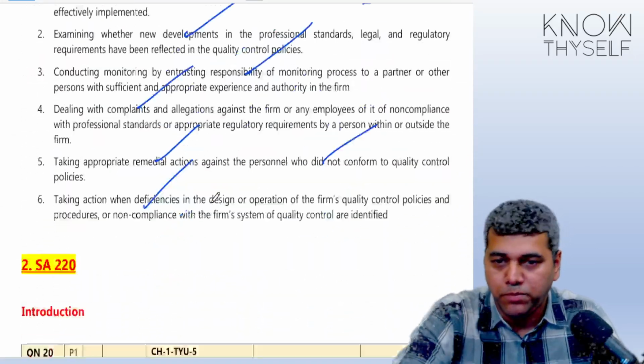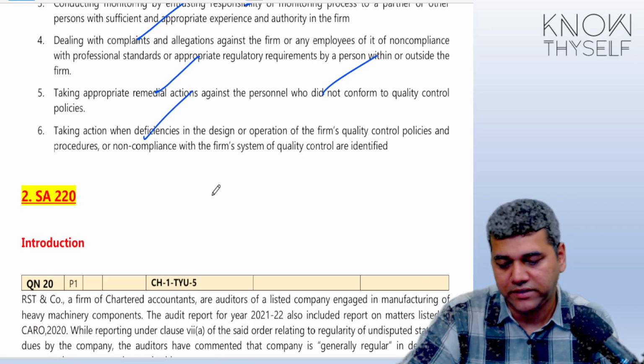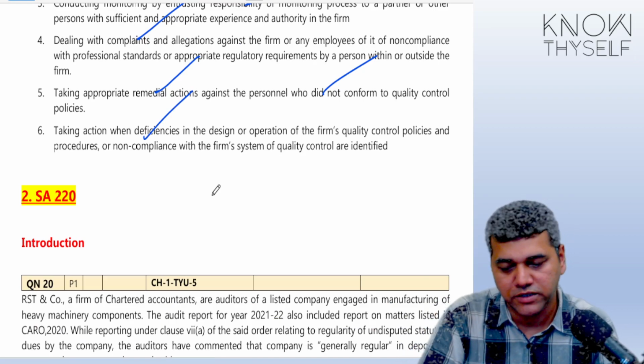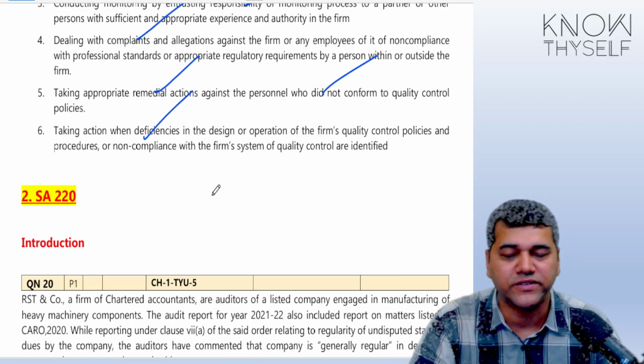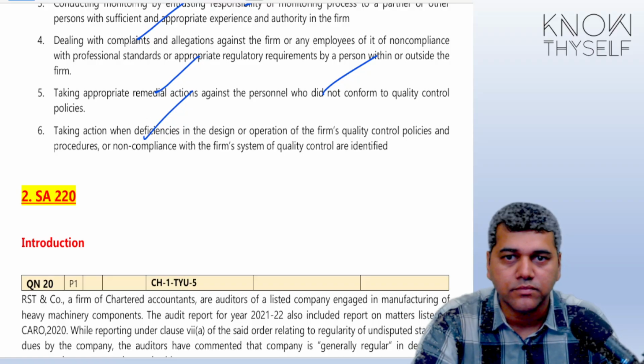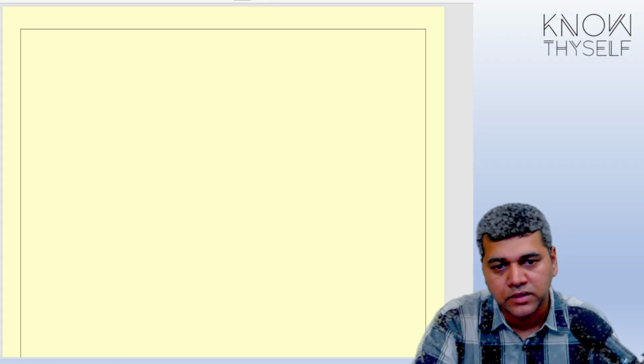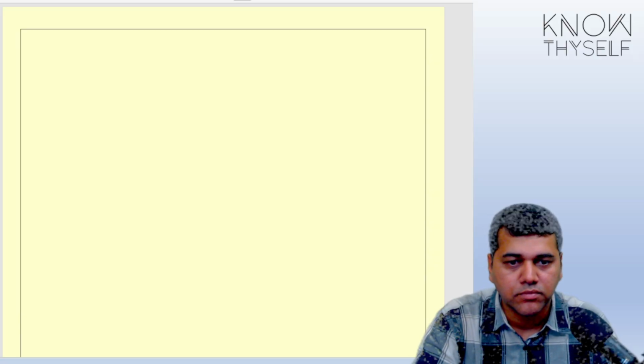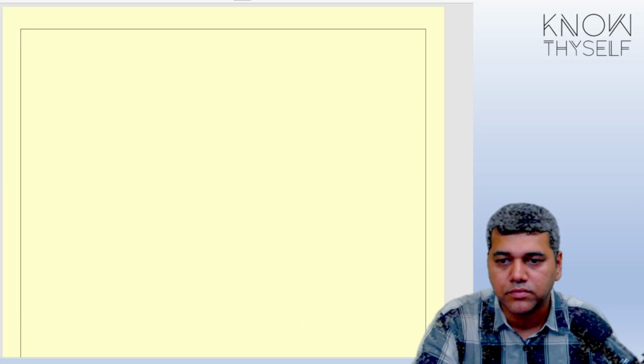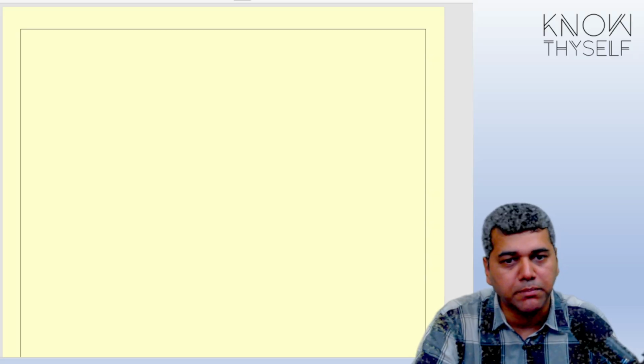Okay, students, I hope you have understood properly about SQC. So shall we start making one concept notes, mind map? Please take out your book, mind map book. Yeah, please take out your mind map book.